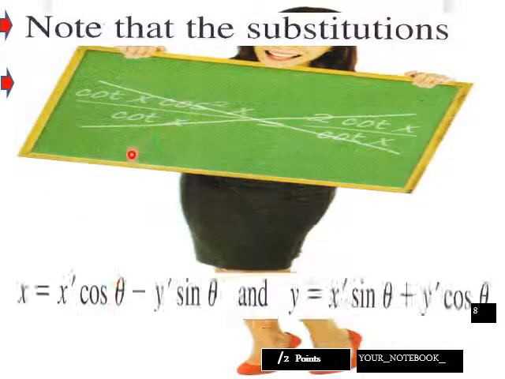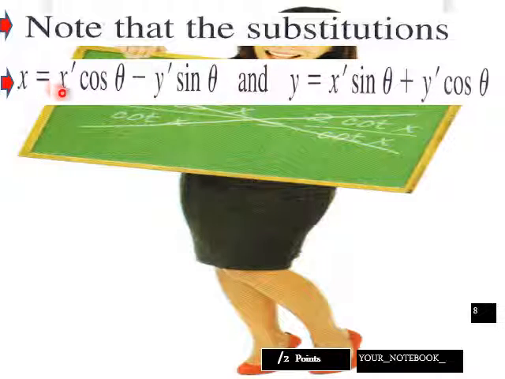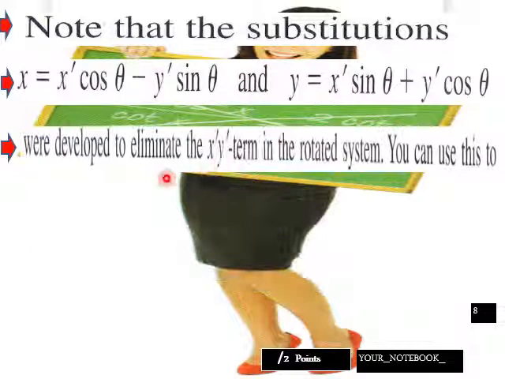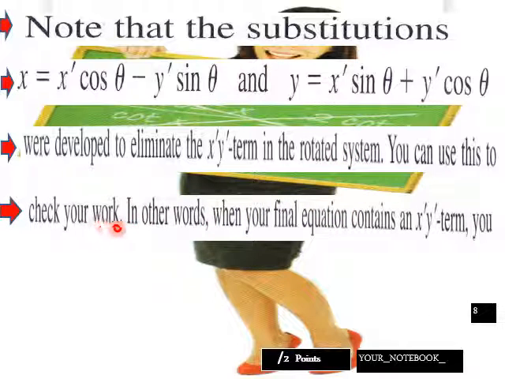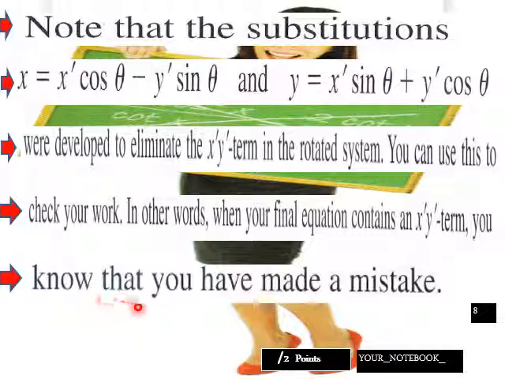Note that the substitutions x equals x prime cosine theta minus y prime sine theta and y equals x prime sine theta plus y prime cosine theta were developed to eliminate the x prime y prime term in the rotated system. You can use this to check your work. In other words, when your final equation contains an x prime y prime term, you know that you have made a mistake.